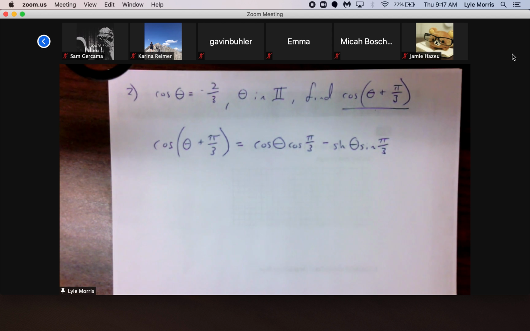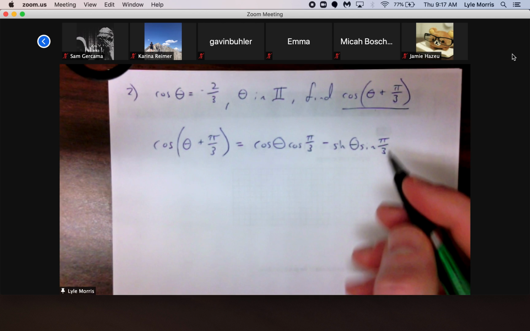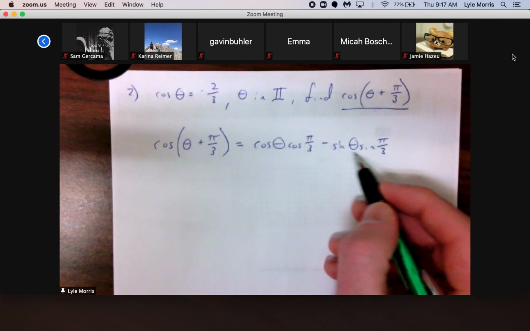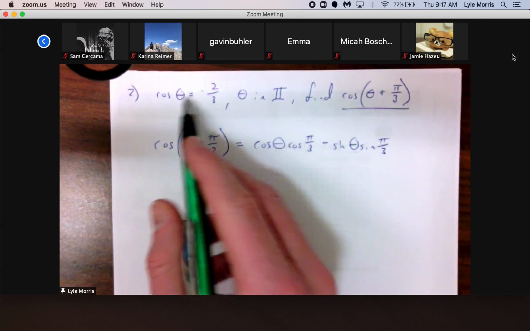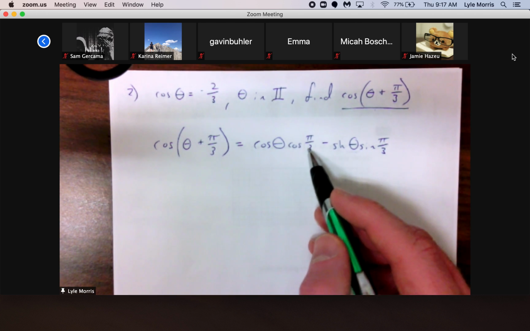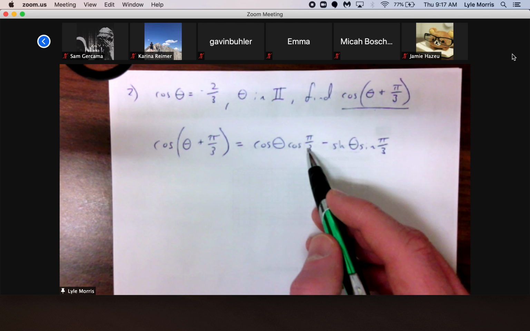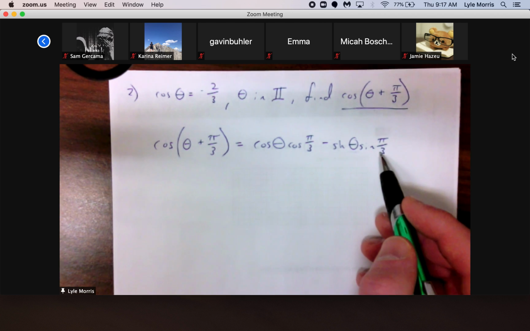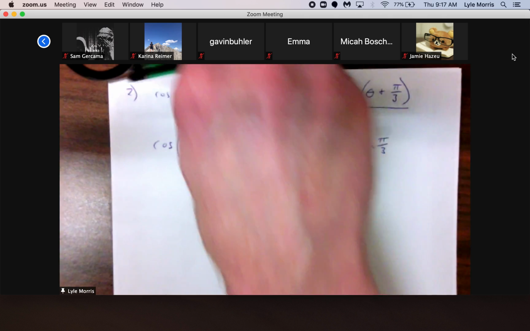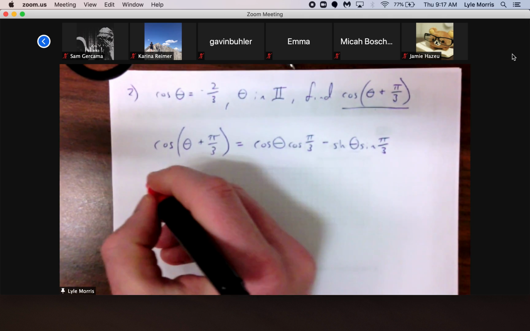Now, the first thing that we need to do, we need to take a little pause from this action because we have no idea what to put in for sine of theta. Cos of theta is negative 2 over 3. Pi over 3 is 60 degrees, so this is a half. This is root 3 over 2. This we have no idea. But what we learned from last test, maybe I'll do it in a different color just to show we're doing something a little bit different.